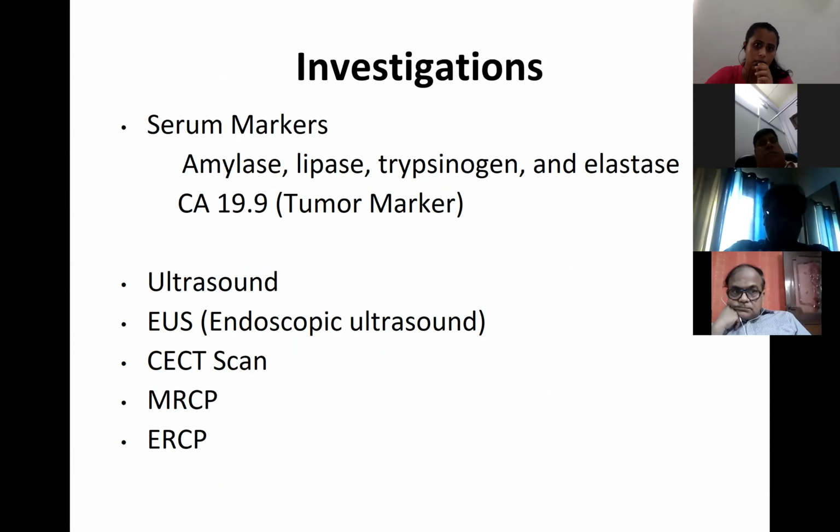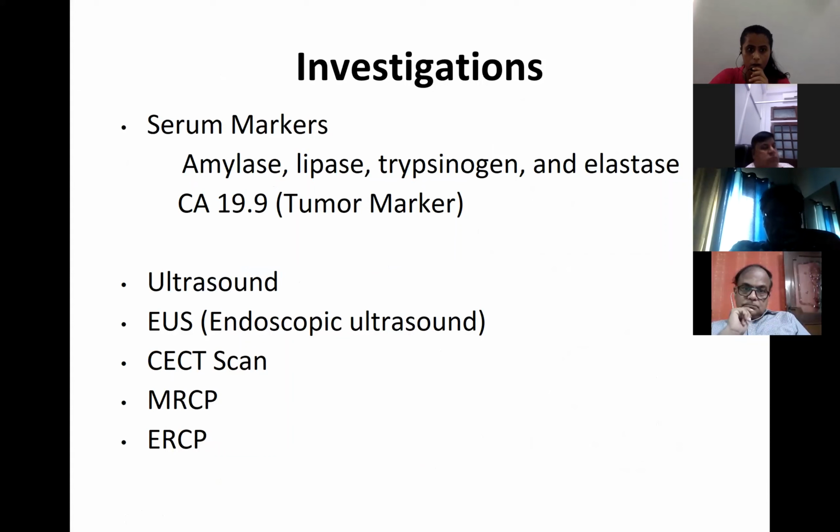Lastly, I'll just discuss the investigations that we usually do for pancreatic pathology. So investigations are usually serum markers like amylase, lipase, trypsinogen, and elastase, and even in cases of cancer, tumor markers like CA 19-9 are done. Then ultrasound, endoscopic ultrasound, CT scan, MRCP, and ERCP.